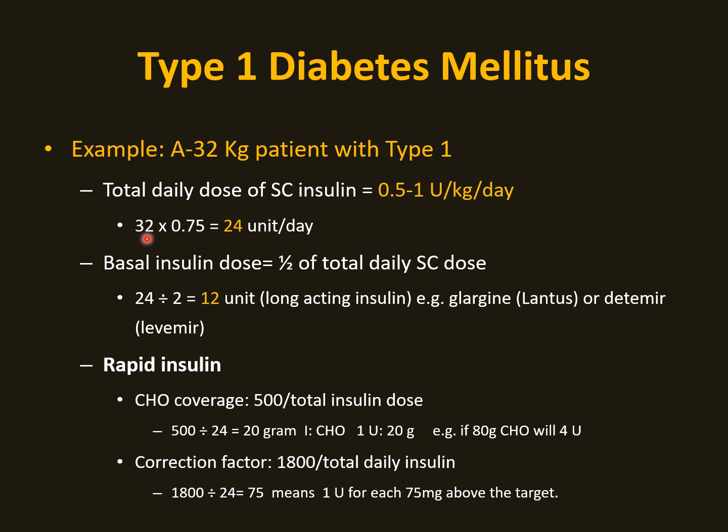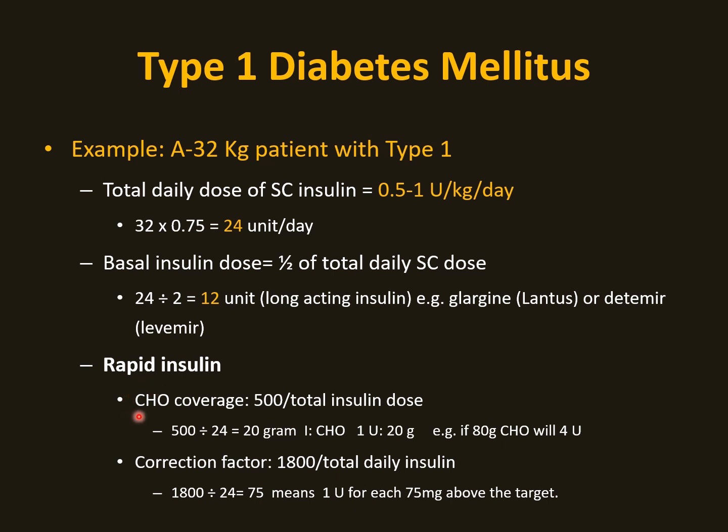So initially you can do it this way: 32 times 0.75 equals 24 units per day. Then the long-acting, or basal, insulin will be calculated as half of the total daily subcutaneous dose, which is half of 24. So 24 divided by 2 equals 12 units. So this patient initially will require 12 units of long-acting insulin in form of Glargine, Lantus, or Detemir, Levemir. Then the other half will be given as rapid insulin before meals, 3 to 4 times per day.